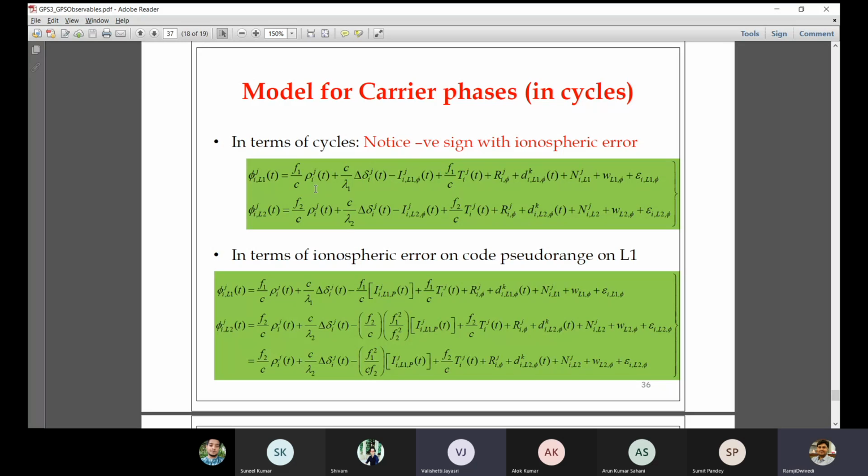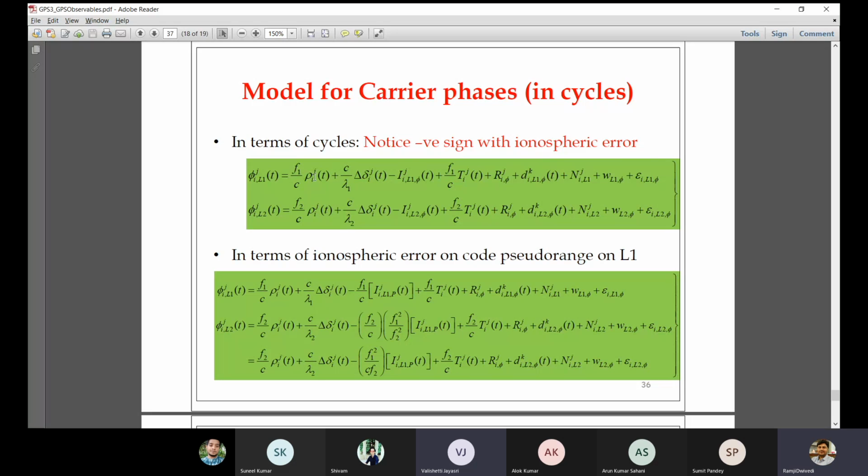Okay, let's say rho ij is a meter term, and when you are representing something in cycle, it has to be unitless. In order to make it unitless, how would you do it? You multiply it by f1 by c. So upper term is per second, bottom term is meter per second. So when you multiply it with something which is meter, the whole term becomes unitless. So that's how it has been done.